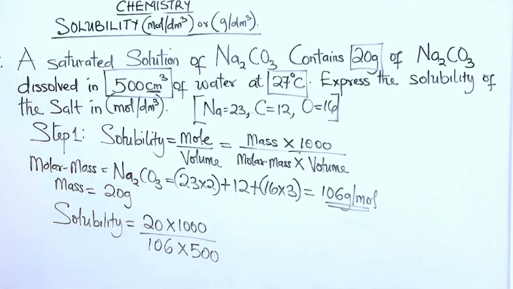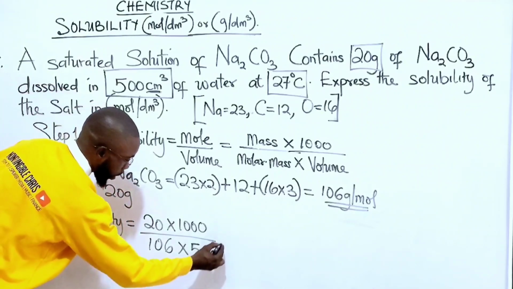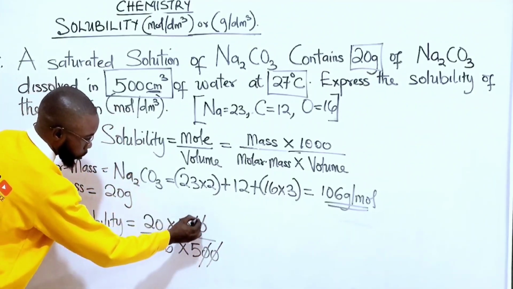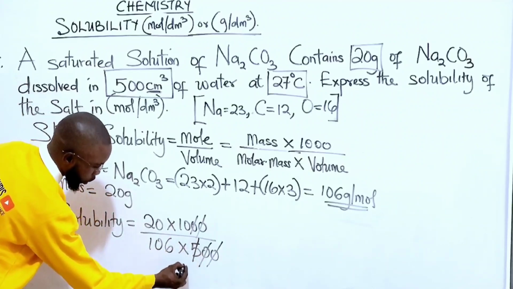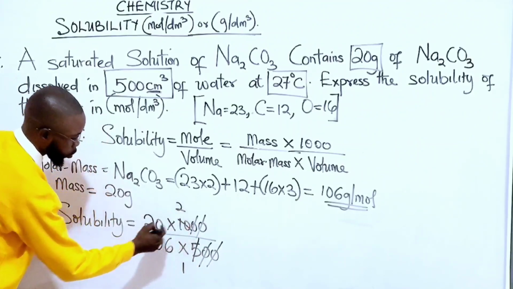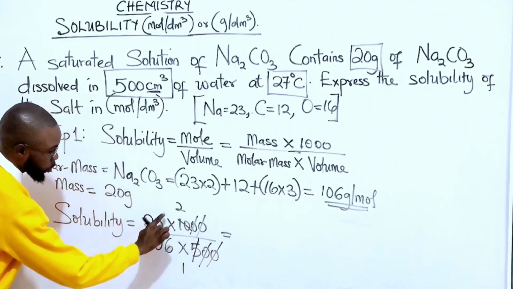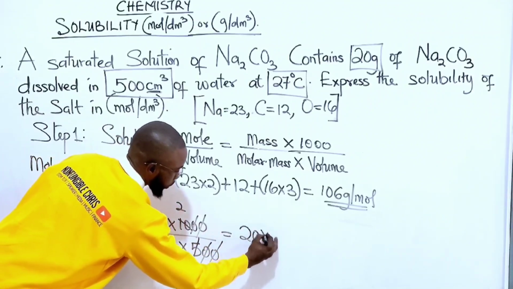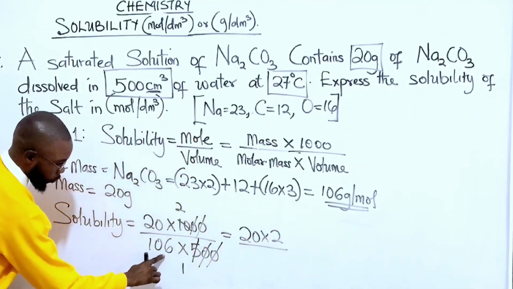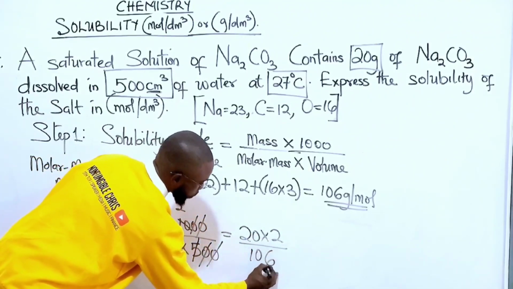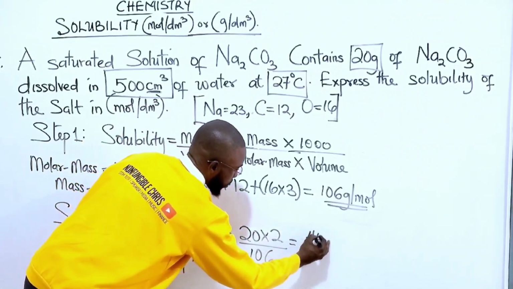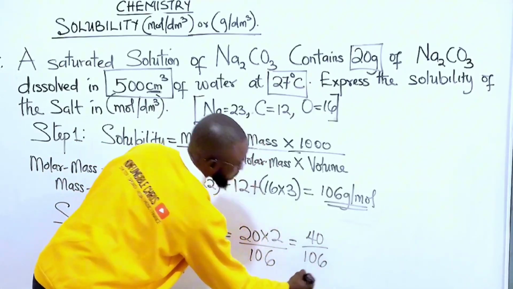500. Right? I told you that's the volume of the substance. So I was given the volume of the water, right? So 20, taking out 2 zeros from here, 5 here is 1, and then 5 here is 2. So let's multiply. We have 20 times 2 over what? Over 106. Doing that, we're going to have 40 divided by 106.